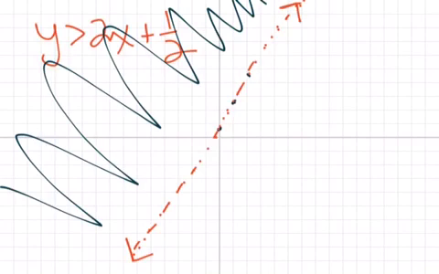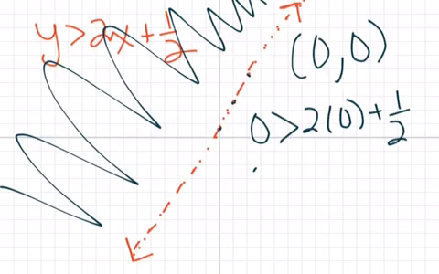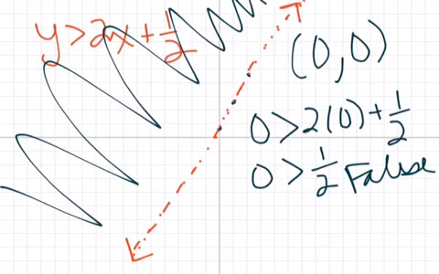Okay, let's pick a spot. Let's pick 0, 0. If 0, 0 works, we'll put it in there for y is greater than 2 times 0 plus 1/2. That would be false. So 0, 0 would be on this side of it, if you can kind of see it, it's kind of hard to tell. That would be a false statement, so that's why we shade on the other side of it.